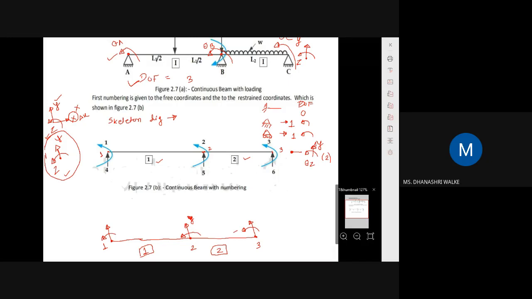Only in Z direction. In which direction? Z. Which type of the displacement? Rotation. Okay, so first you assign the coding to the freedom and then to the restraint. This is the restriction. Okay, so यहाँ पे 1 किसको आएगा? At node 1, 1 किसको आएगा?